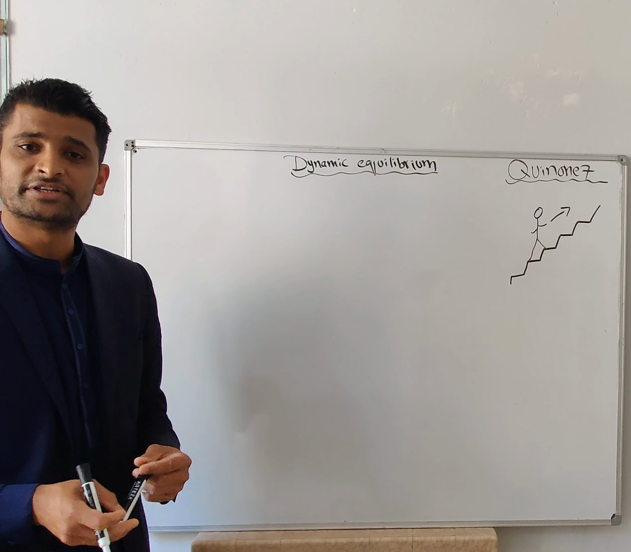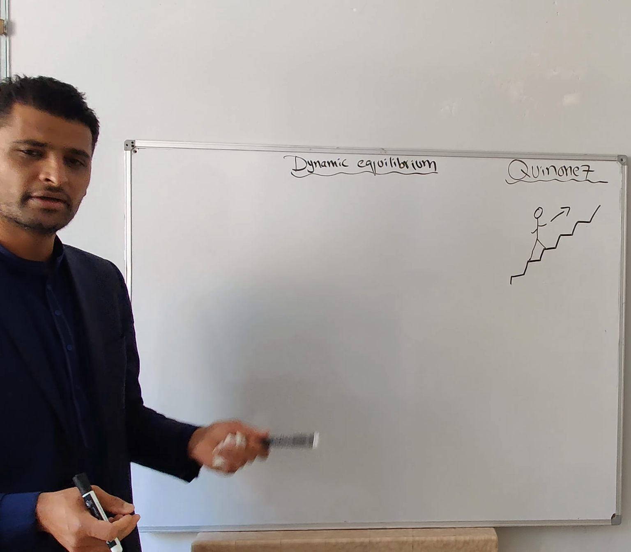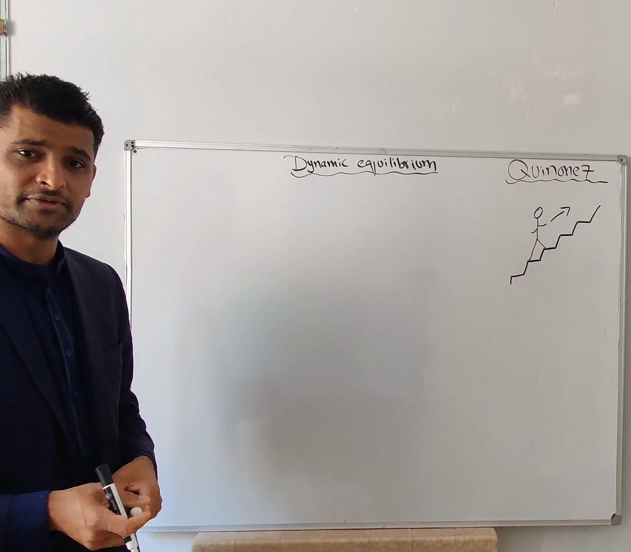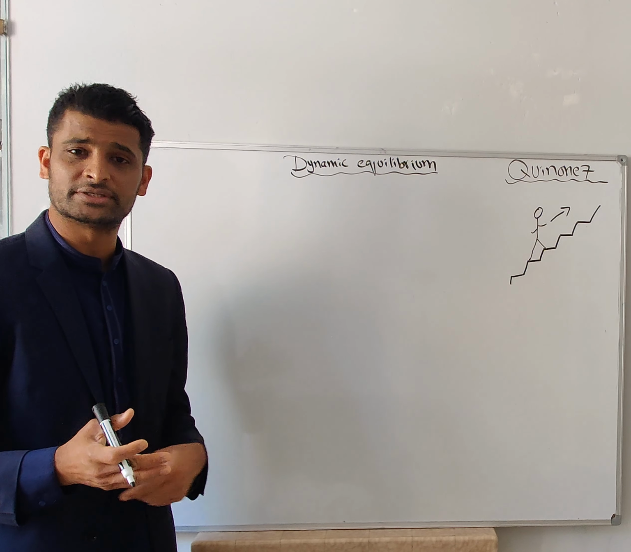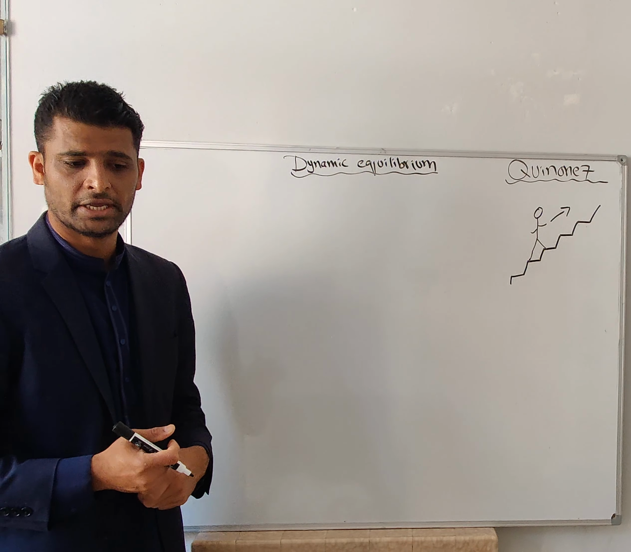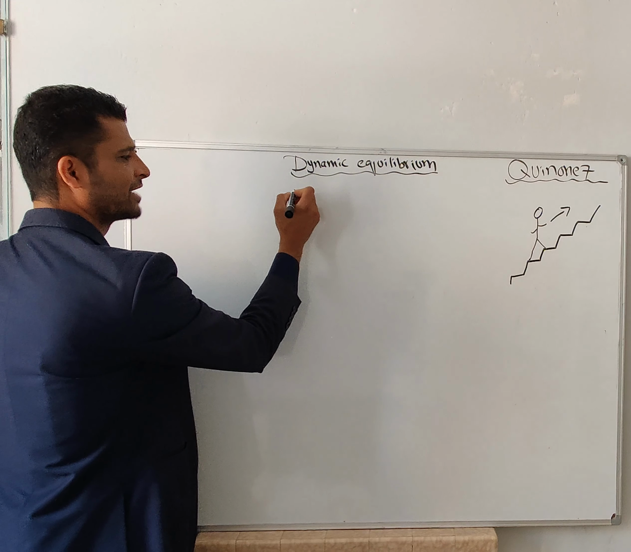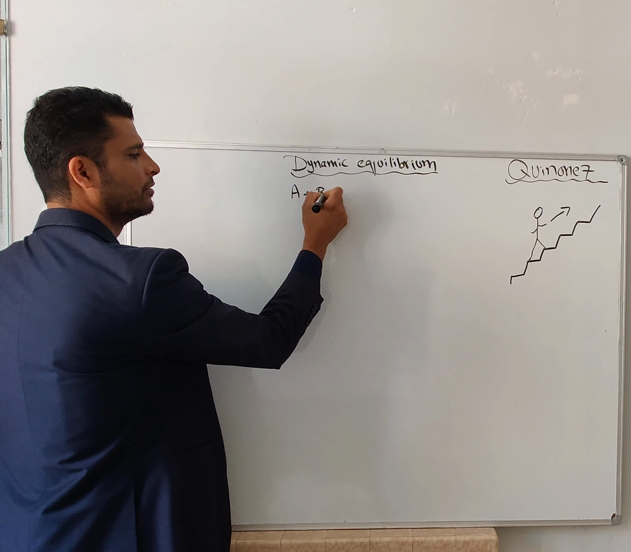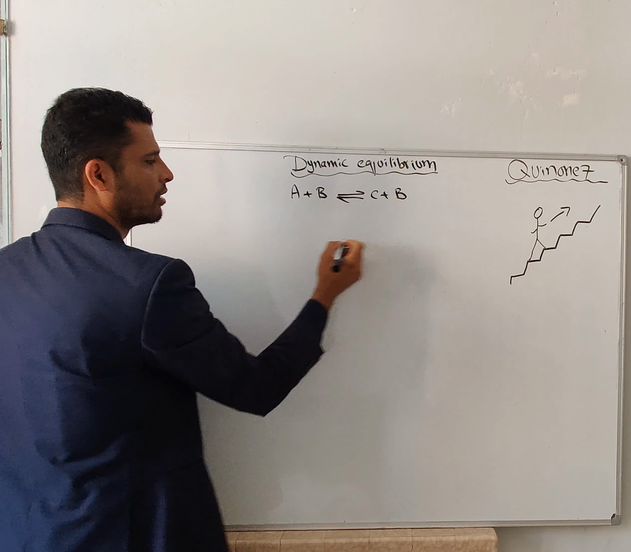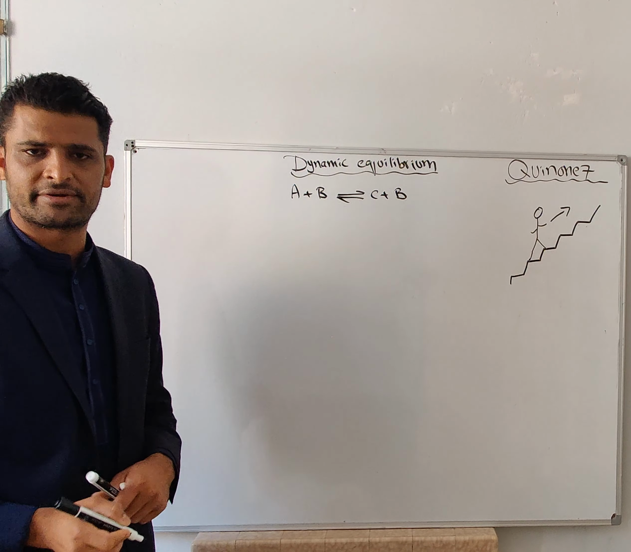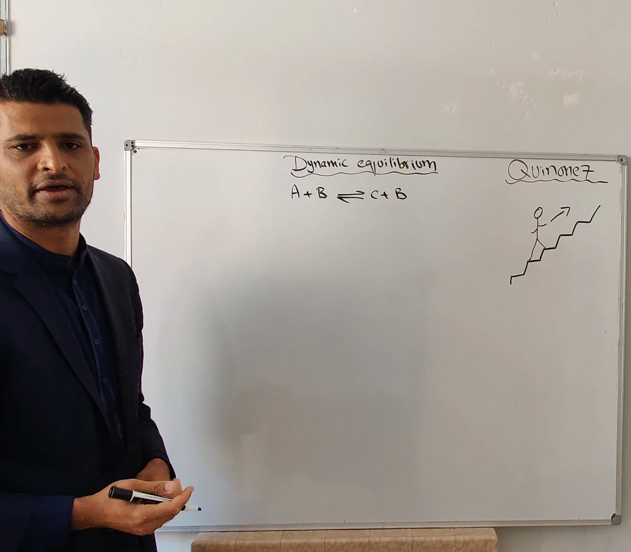Today we're going to look at dynamic equilibrium. You have done reversible reactions in the previous video, and so today we're going to look at how equilibrium can be established in reversible reactions. Some of them can go in the backward direction. Those types of reactions are called reversible reactions and are represented by two half arrows.